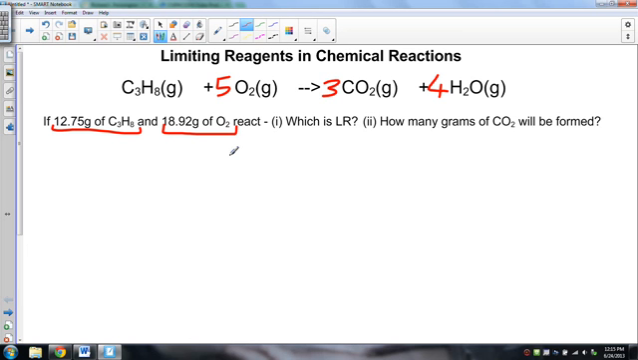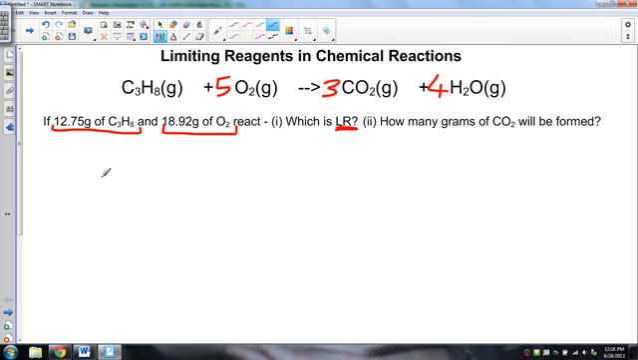Or, well, no, you have to figure out which one is present in the least amount, or which one's going to give you the least product. And that is what we're going to do in this part 1. Which is the limiting reagent, all right? What I'm going to do is, I'm going to use essentially the same method that the book uses. I'm just going to go through it in hopefully what's more of a fluid rather than static way.